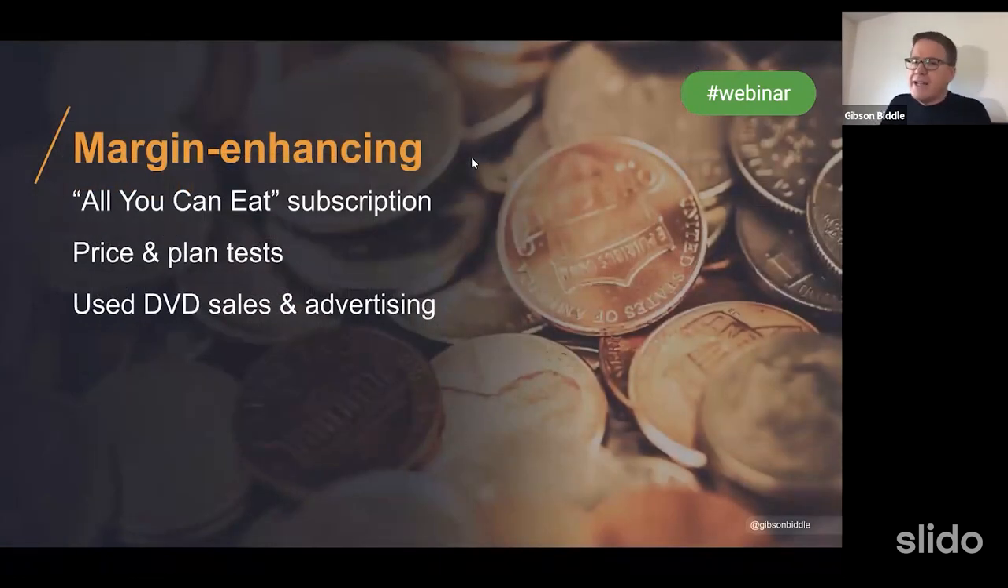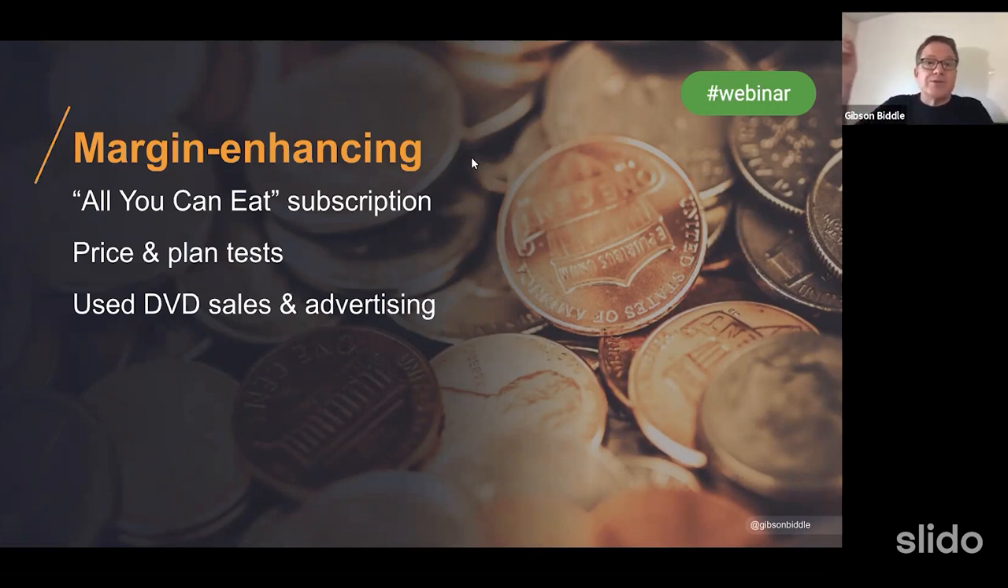And then margin enhancing, building a business. Netflix started as an a la carte business. You would rent one DVD at a time. It actually started as a DVD by mail business. We didn't launch streaming until January 2007. But the big insight is you get everything you want for about 15 bucks a month.